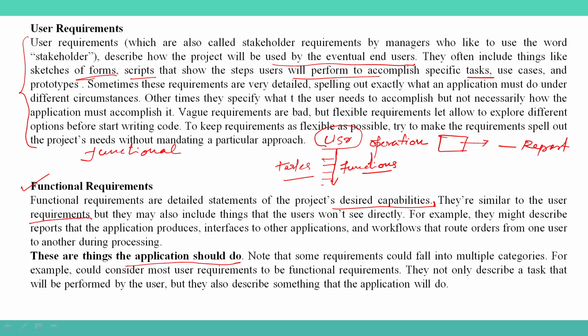They are similar to user requirements, but they may also include things that the users won't see directly. Here, what users see directly will be specified, but whatever things he won't see directly will also be explained. For example, they might describe reports that the application produces, interfaces to the application, and the workflows that route orders from one user to another during processing.